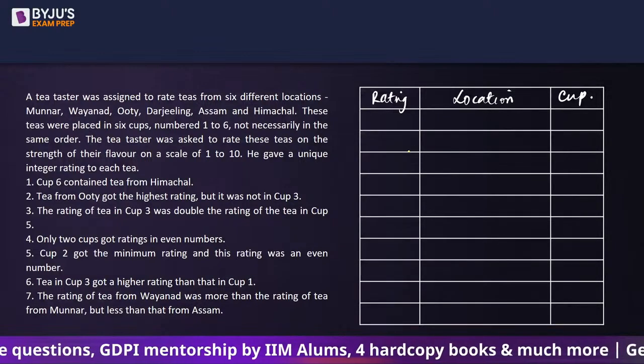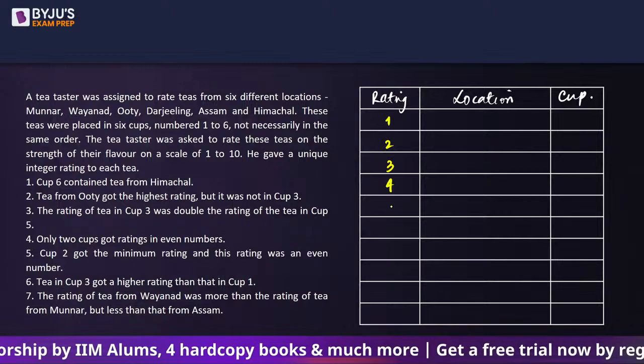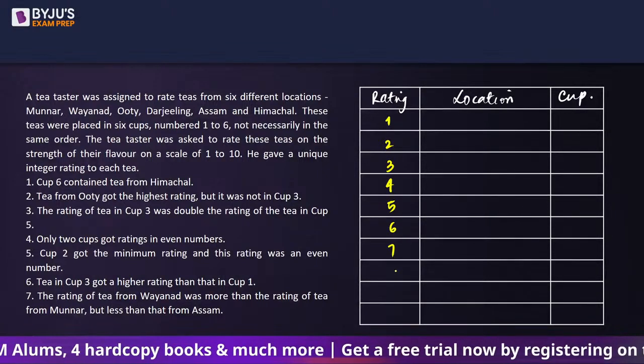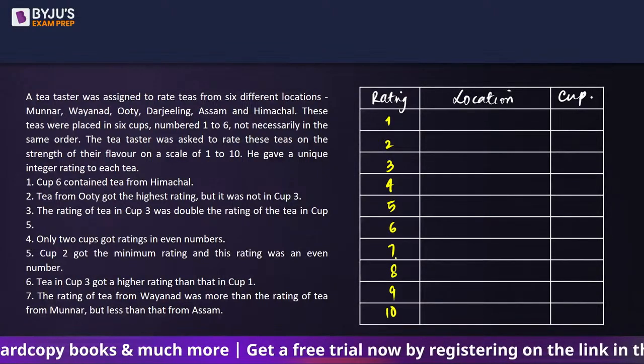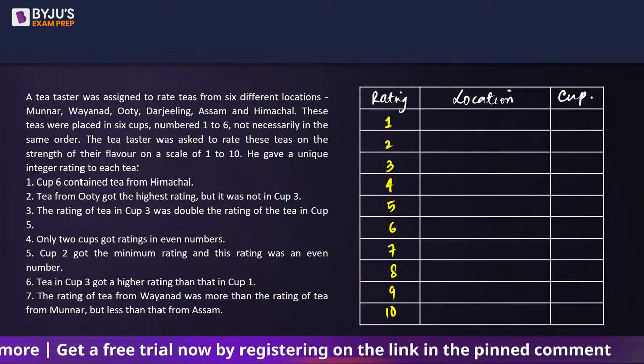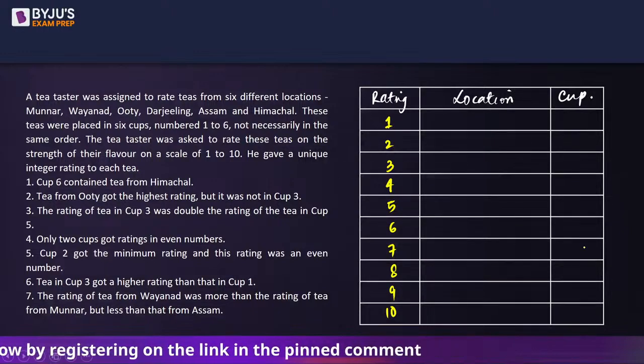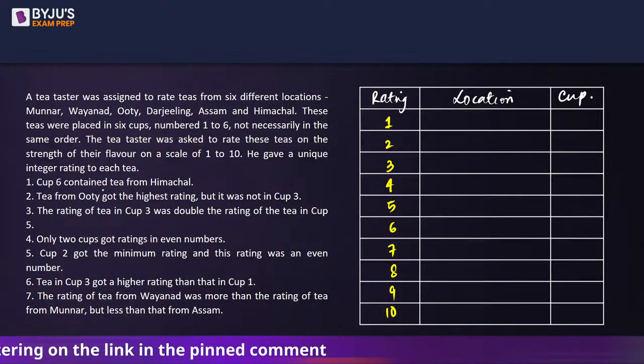Okay. So the ratings are fixed. That's 1, 2, 3, 4, 5, 6, 7, 8, 9, and 10. So these are fixed ratings. Okay. Cup 6 contains tea from Himachal. We don't know where cup 6 is, so we can't go ahead with it.